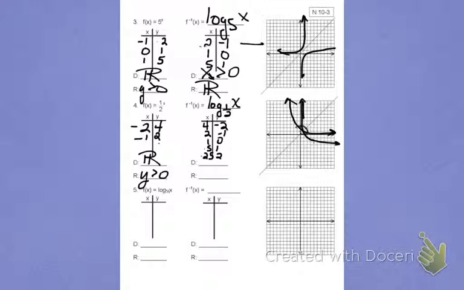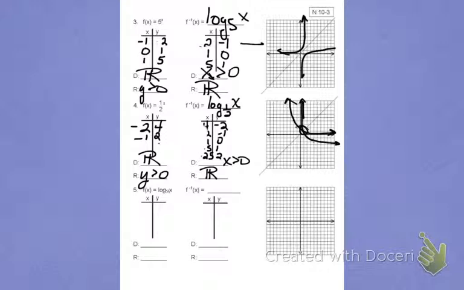And you notice they intersect on the y equals x line. It's one of the indicators that they're inverses. The domain of this is x is greater than 0, and the range is all real. So, again, even though they're shaped a little differently, the domain and range are still the same. Okay, let's move on.